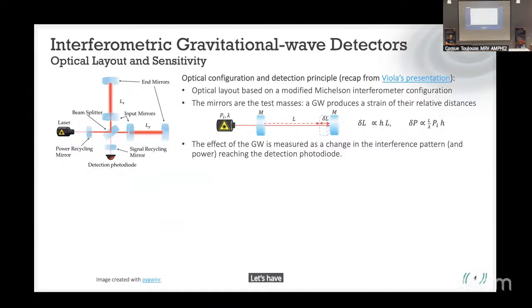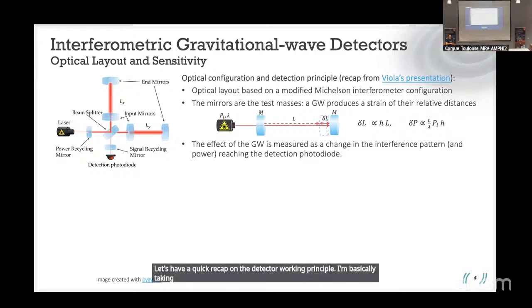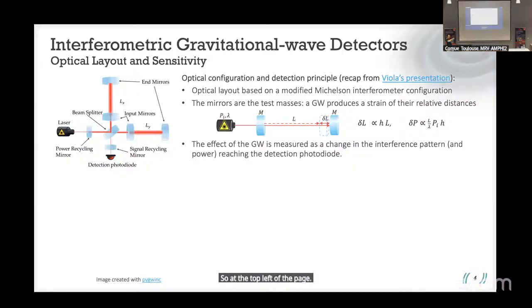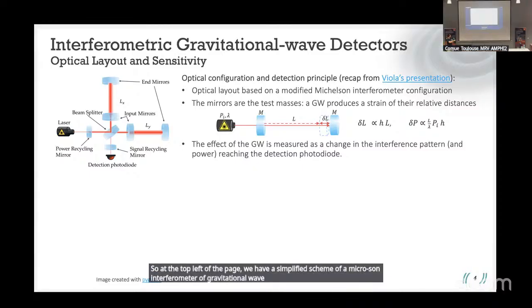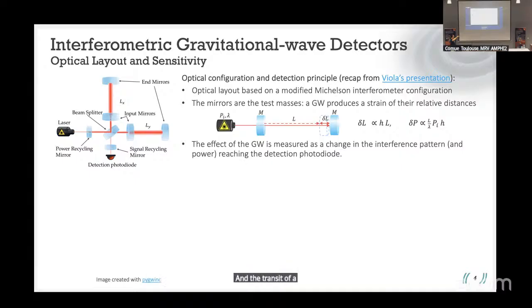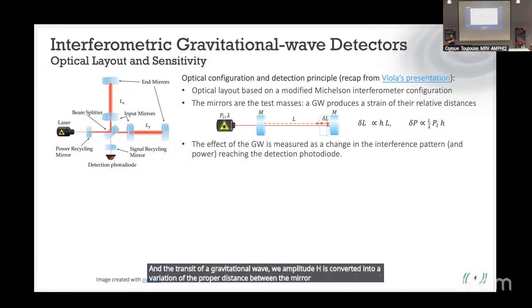Let's have a quick recap on the detector working principle. I'm basically taking over from the presentation of Viola, adding a little bit more detail on the noise that we actually detect. So at the top left of the page, we have a simplified scheme of a Michelson interferometer gravitational wave detector. As Viola told, we have mirrors that act as test masses. And the transit of a gravitational wave, with amplitude h, is converted into a variation of the proper distance between the mirrors. Delta L is proportional to h times L, the distance between the two mirrors.